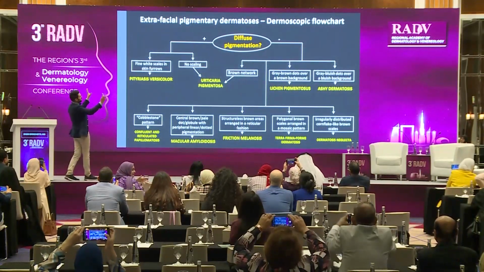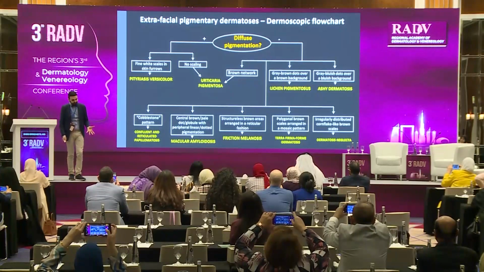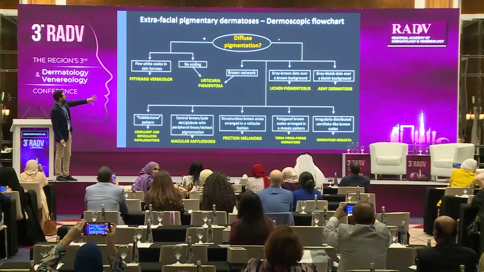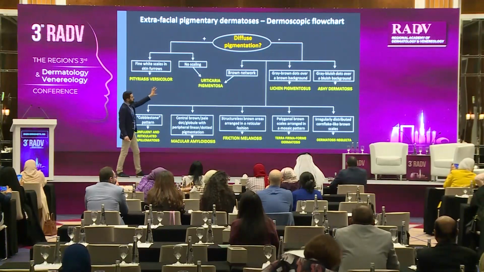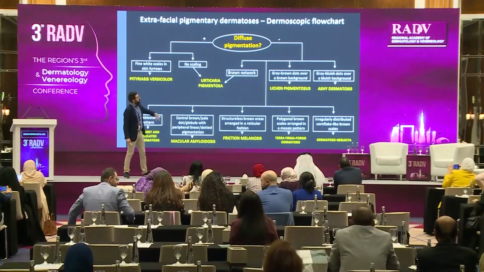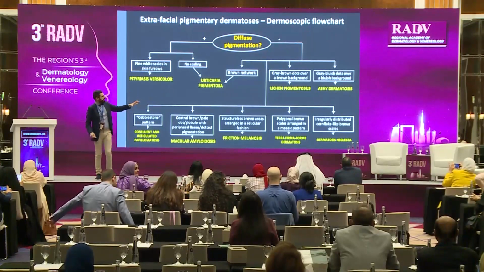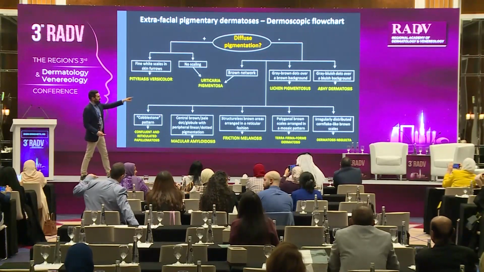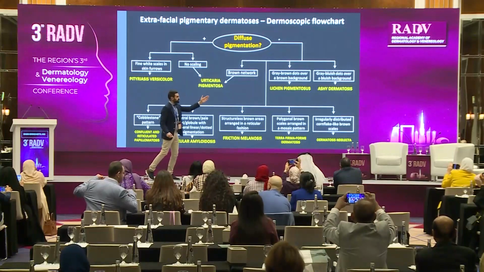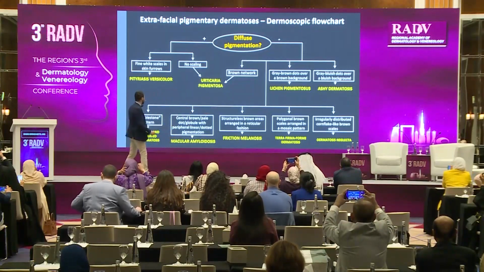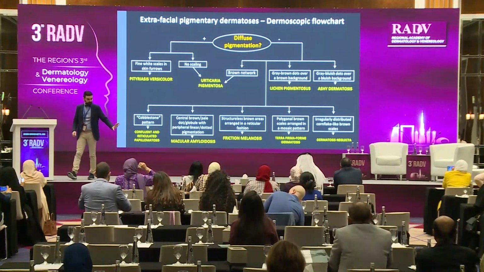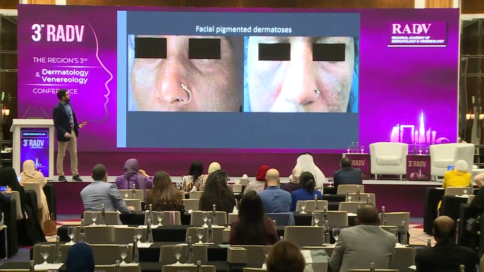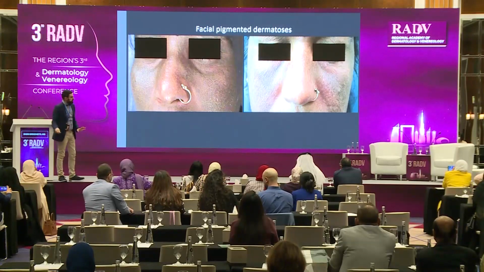So this is the flow chart. Of course, we can have a diffuse pigmentation, so we have to think about pityriasis versicolor or urticaria pigmentosa. Then we have other conditions characterized by dots, so lichen pigmentosus and Naegeli dermatosis, and then we have these peculiar patterns in the other conditions.